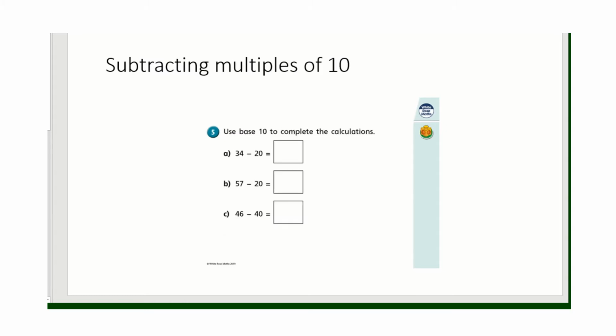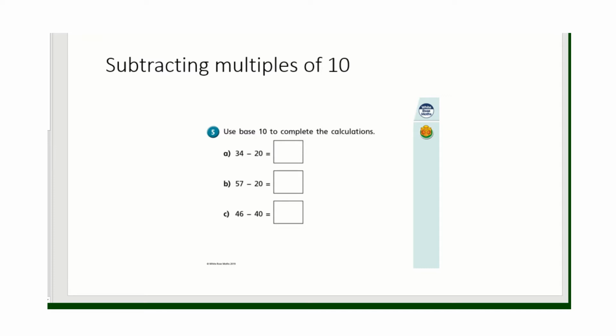Now then, let's have a look at this one. Look, subtracting multiples of 10. Let's use base 10. We're good at counting back in tens. Have a go from different numbers like 98, 88, 78, 68, 58, 48, 38, 28, 18, 8. Pick another number and count backwards.